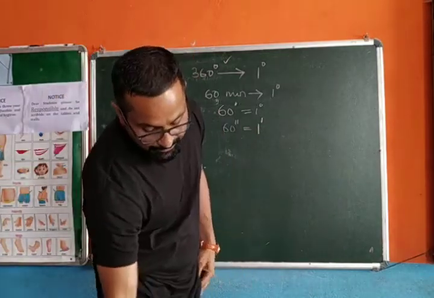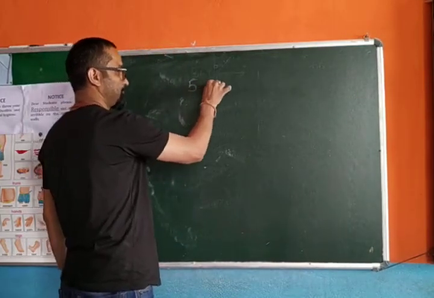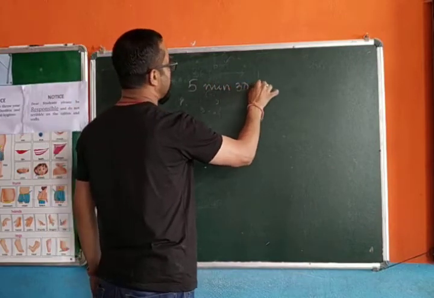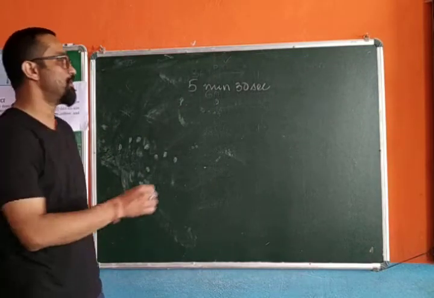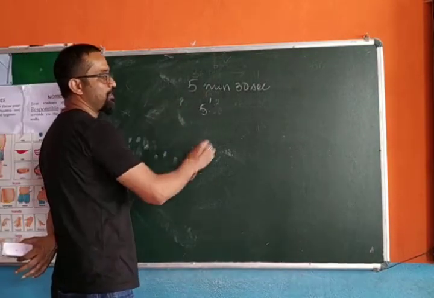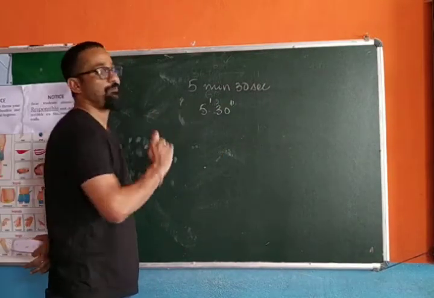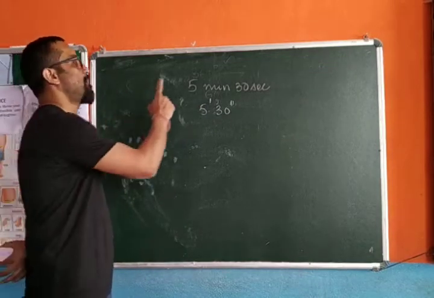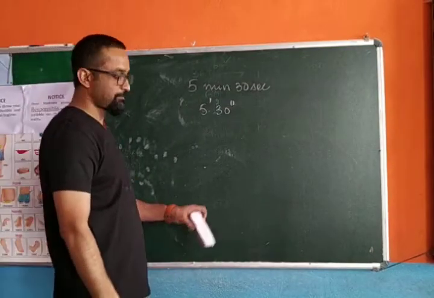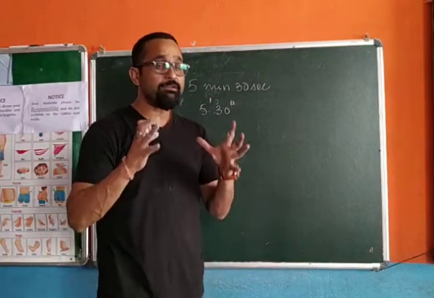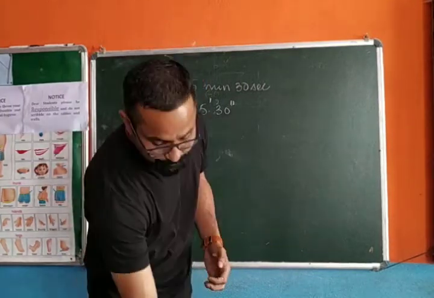So suppose I write 5 minutes, 30 seconds. We can represent this in terms of symbols. 5 minutes, 30 seconds. Single dash means it is minutes and double dash is seconds. So we can represent degree in terms of minutes and seconds also.